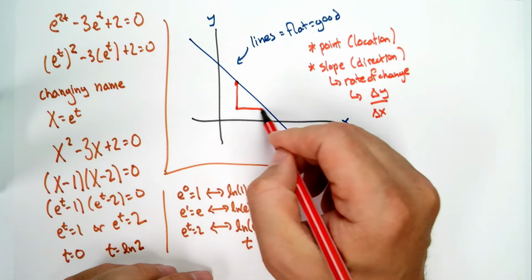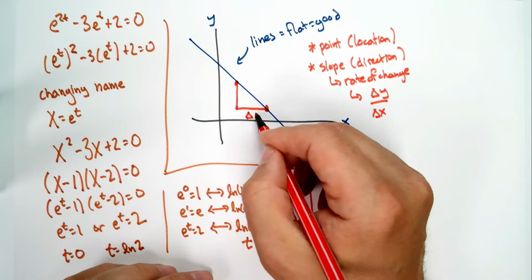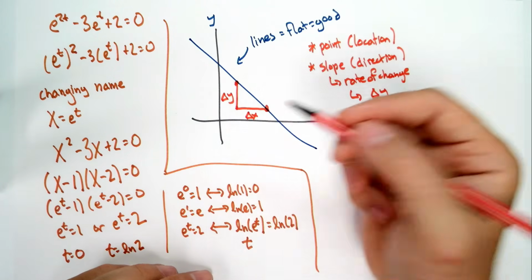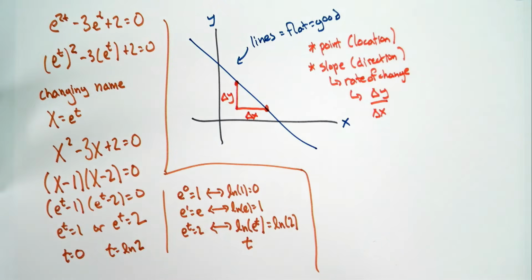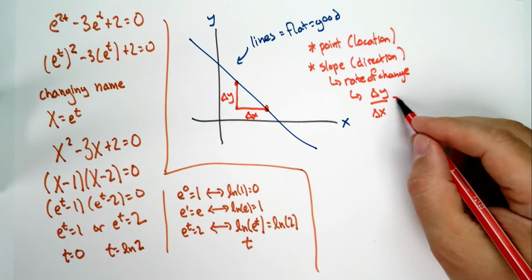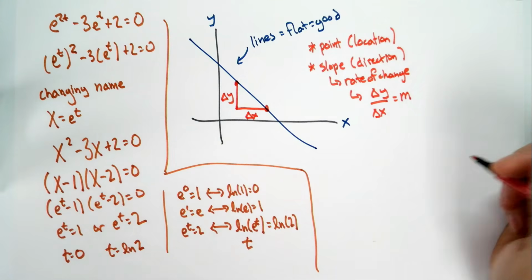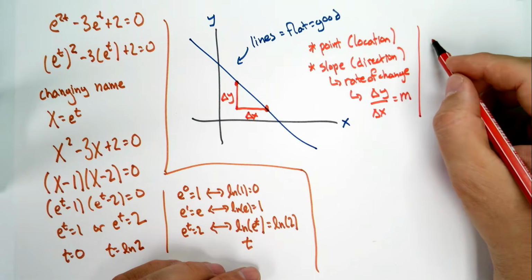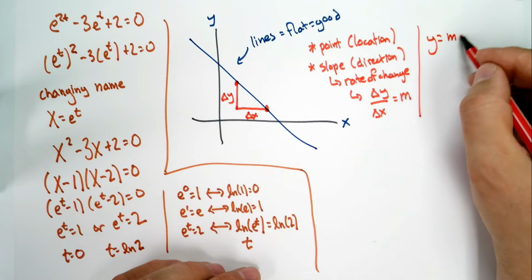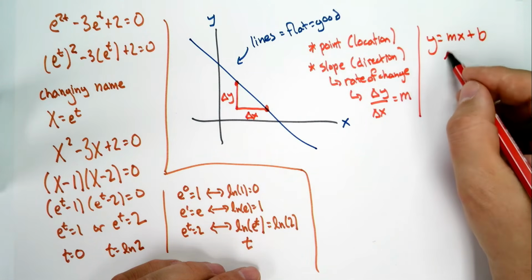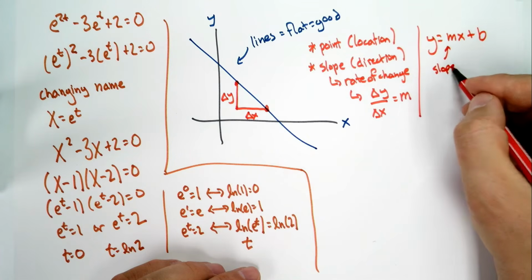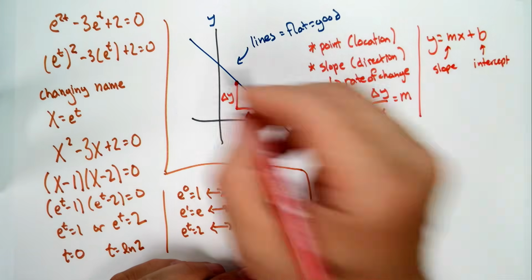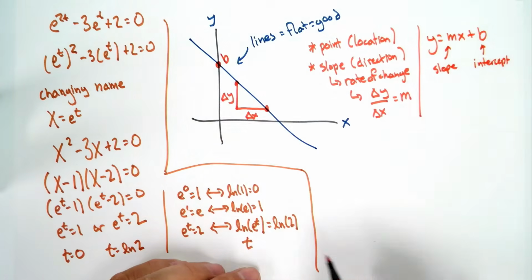So in particular, change in x is how much we move in the x direction, and change in y is how much we move in the y direction. Sometimes we call this our m. Now, if you have a line, what are some ways to write it? Well, there's two common ways. y equals mx plus b, where m is your slope and b is your intercept. And by the intercept, we mean where you hit the y-axis.